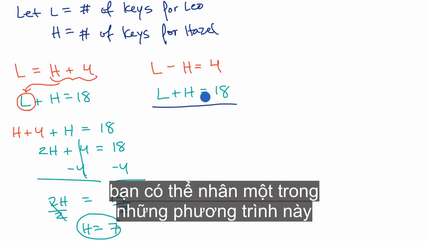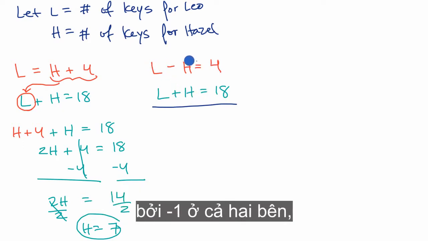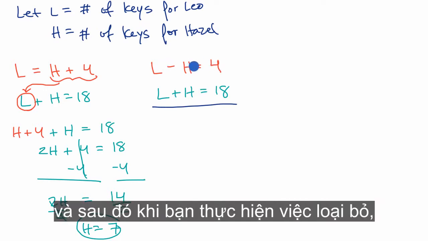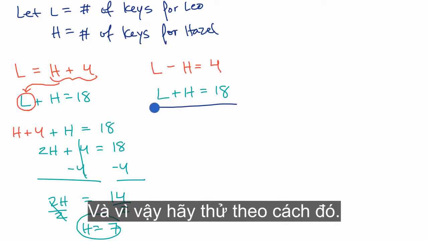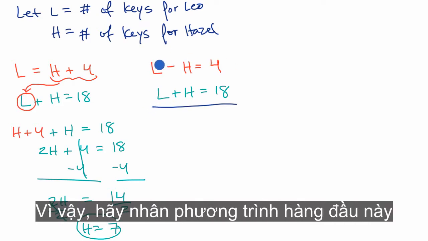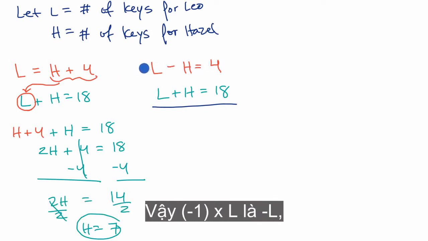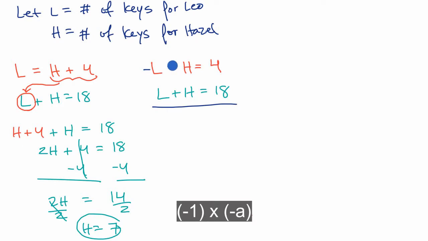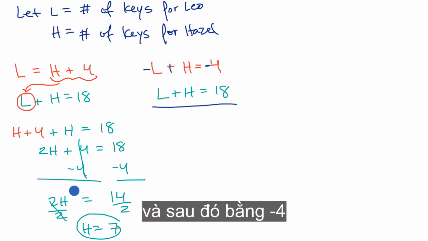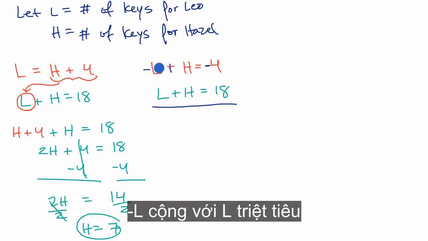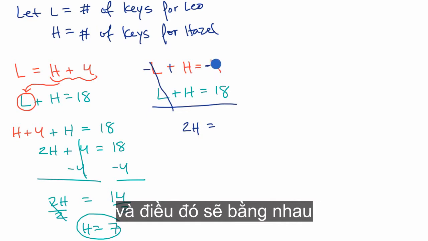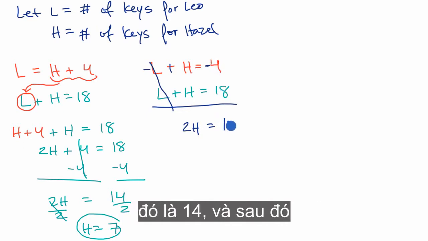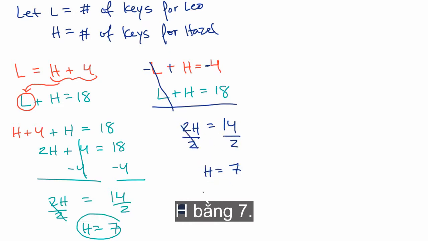Another way that you could do it is, you could multiply one of these equations by negative 1 on both sides, and then when you do the elimination, it will eliminate the L immediately. And so let's try it out that way. So let's multiply this top equation by negative 1 on both sides. So negative 1 times L is negative L. Negative 1 times a negative H is positive H. And then this would become a negative 4. And now when we add the left-hand sides, negative L plus L cancels out. H plus H is 2H. And that's going to be equal to negative 4 plus 18, which is 14. And then divide both sides by 2, and we get, once again, H is equal to 7.